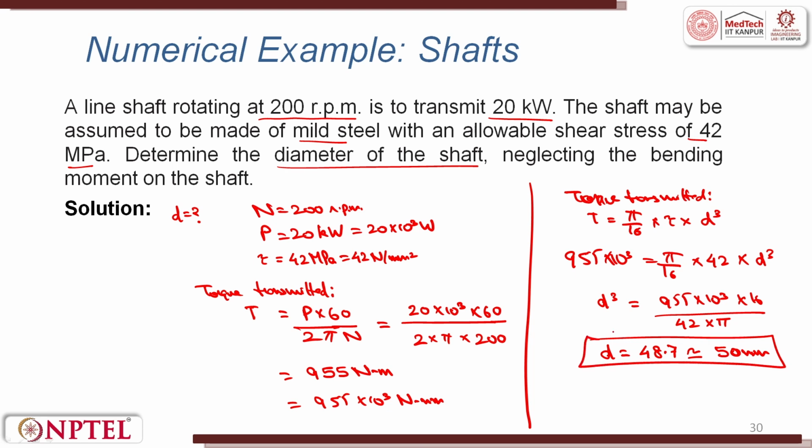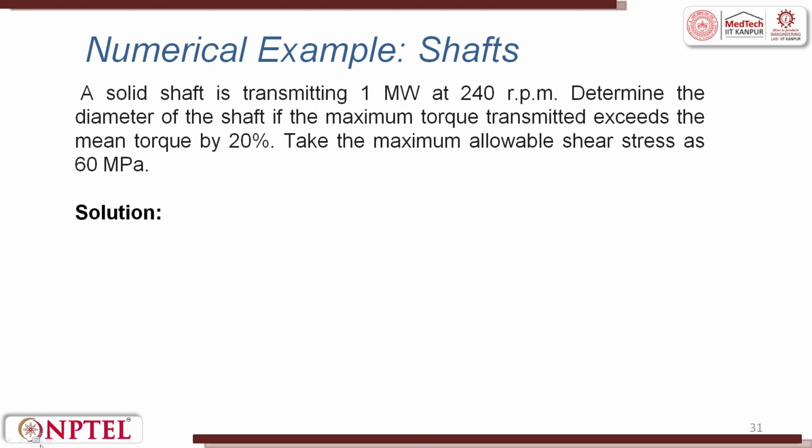This is a solution. Let us see another problem statement, where it is given a solid shaft is transmitting 1 megawatt at 240 RPM. Determine the diameter of the shaft if the maximum torque transmitted exceeds the mean torque by 20%. Interesting problem. Take the maximum allowable shear stress as 60 megapascal. So, it is given a percentage exceeding in the torque.